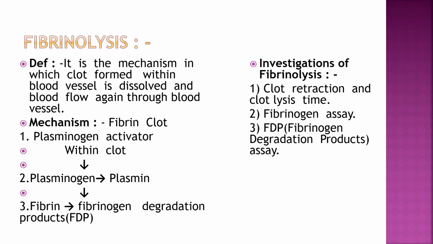Now the next is the fibrinolysis. It is breaking down of the fibrin clot. So the clot is dissolved in the blood vessel, and then blood flow again starts in the blood vessel. So the mechanism: in the fibrin clot, there is plasminogen activator within the clot, which activates plasminogen into plasmin, and then plasmin converts fibrin into the fibrinogen degradation products. The investigations of fibrinolysis are clot retraction and clot lysis time, fibrinogen assay, and fibrinogen degradation product assay.